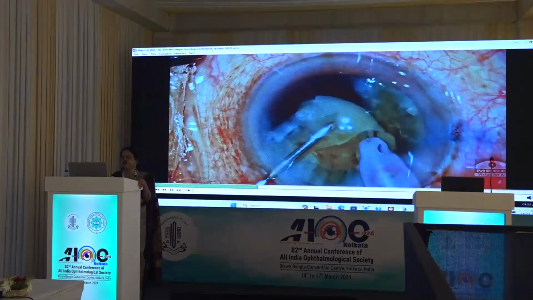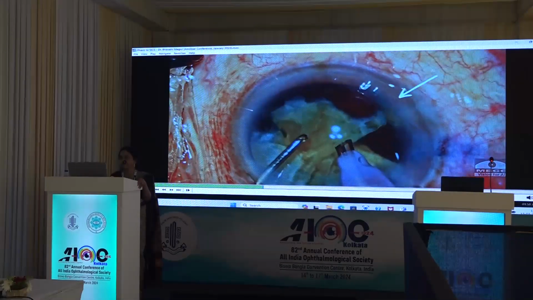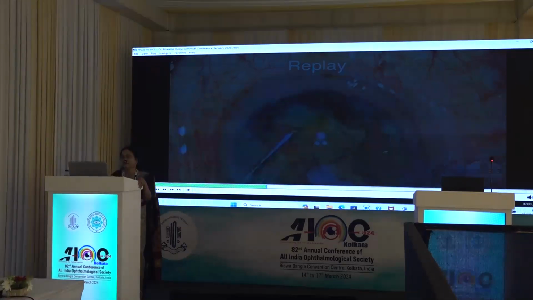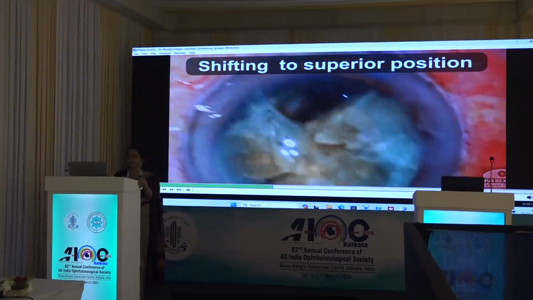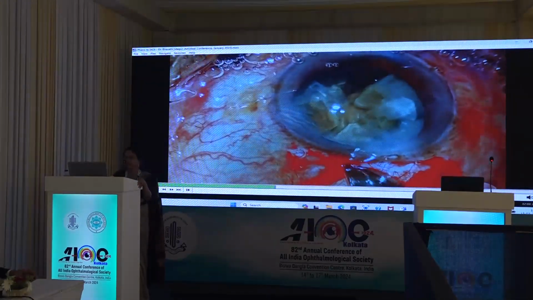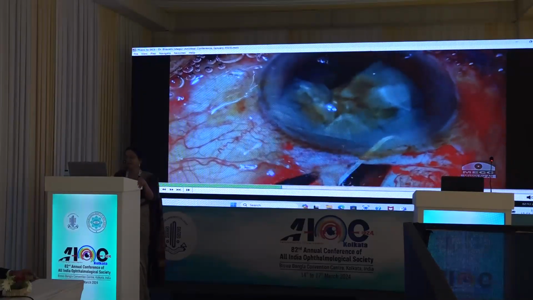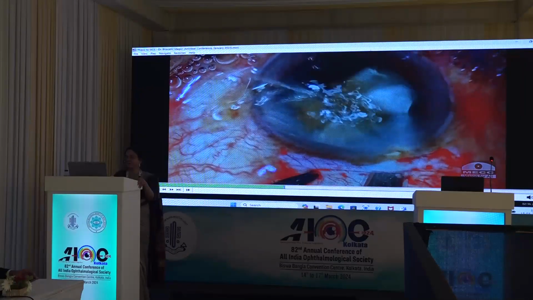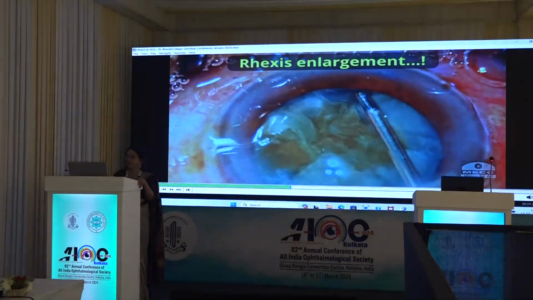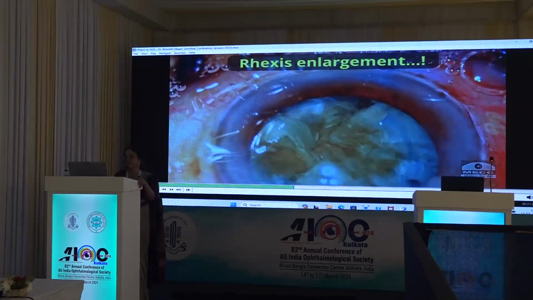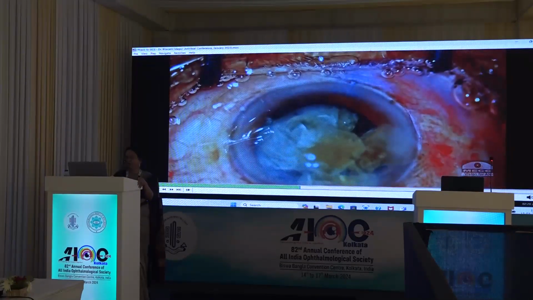Coming to the first case here, as you can see there is a small nucleus fragment on the right hand side which tends to shift away from the view. As we replay this video, we can see that it is trying to sink inside the vitreous. Immediately I shift to the superior side. A sclerocorneal tunnel is planned here, and this tunnel is around 6.5 millimeters in size. Viscoelastic is injected to protect the endothelium and also to tamponade the vitreous so that the vitreous does not start to prolapse. The rhexis is enlarged here so that easily all the fragments come out.